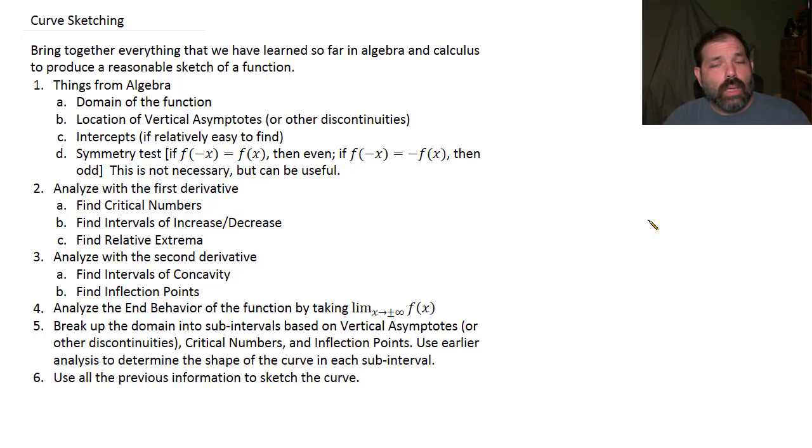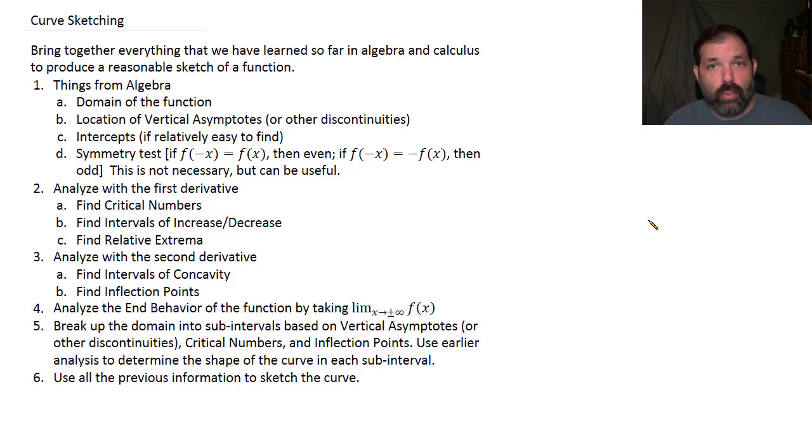Again, in this topic, we're learning about curve sketching. I'm going to break up this topic into 5 separate videos, where in each video I will show an example of sketching a curve using this process that I have listed here. So here's a general idea of the steps you can take to produce a sketch of a curve using algebra and now what we've learned in calculus.